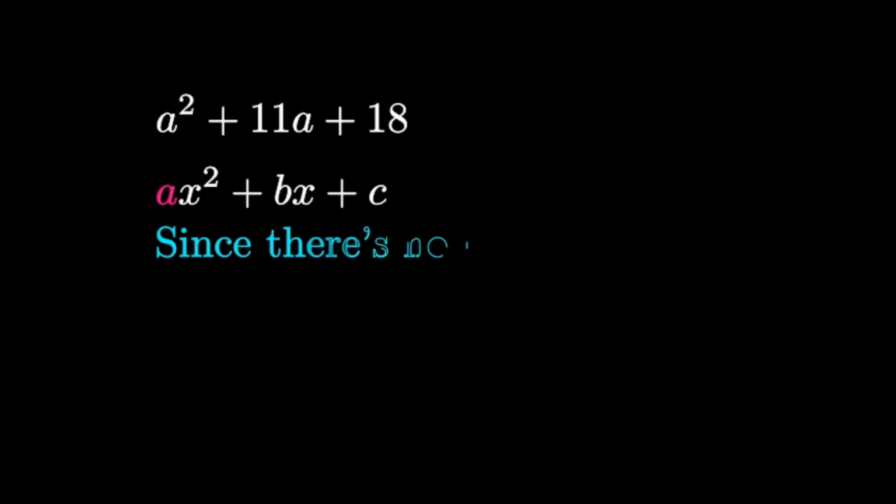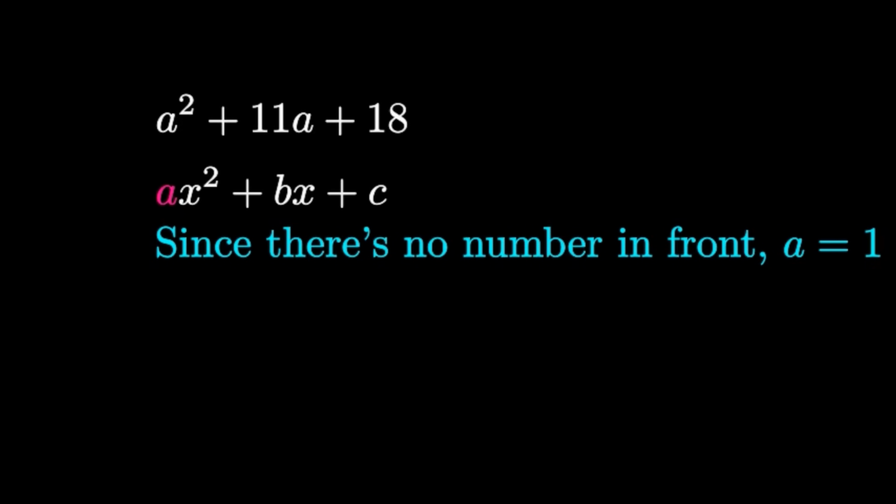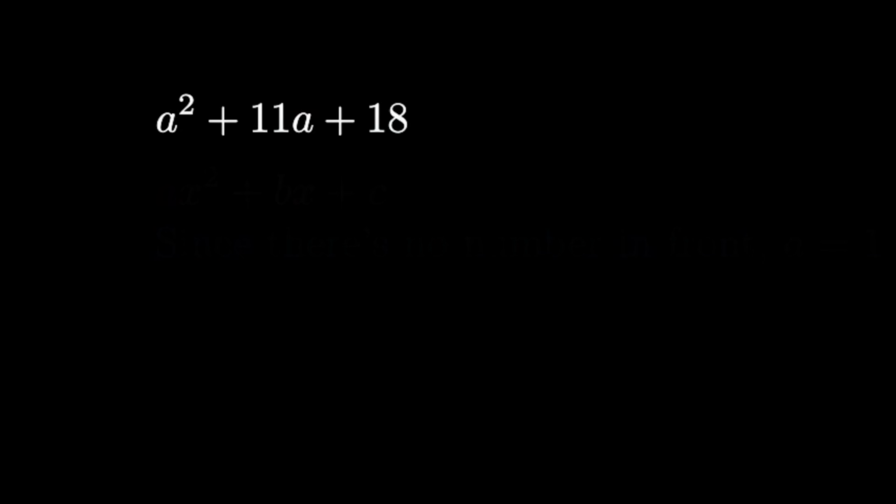If a is equal to 1, which in this case it is, there's no number in front of the a squared, it allows me to open up two sets of parentheses. So that's kind of the first thing you want to look for, right? So this one, the a is equal to 1, it's going to allow me to open up two sets of parentheses. And in those parentheses, I'm going to put a and a as such, okay? Because a times a is a squared.